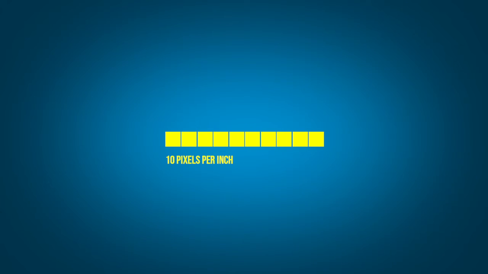Take a look at this. Here we have a pixel, a single dot of color. Here we have a number of pixels, 10 to be exact. The size of a pixel can change, and so can the number of pixels. 10 pixels per inch is very different from 100 pixels per inch. Let's look at it this way.